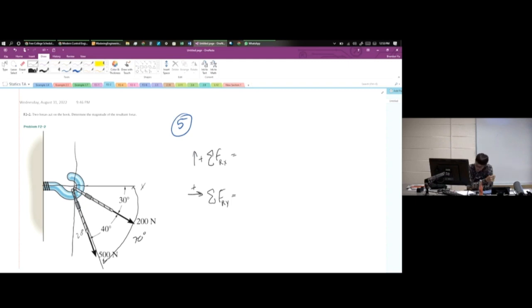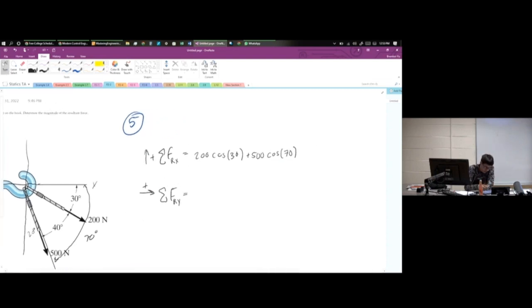All right, so Fx would be 200 cosine 30, and then it would be plus 500 cosine 70, right? I'm going to use that 70-degree angle instead of trying to do it from the y-axis. I'd rather do it from that 70-degree mark. This would equal 344, right? When I did it, I got 344.215. But obviously, you can round it to the nearest Newton. Unless it specifies otherwise, it doesn't really matter.